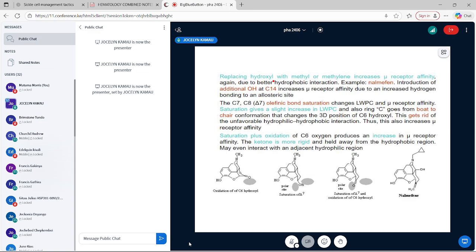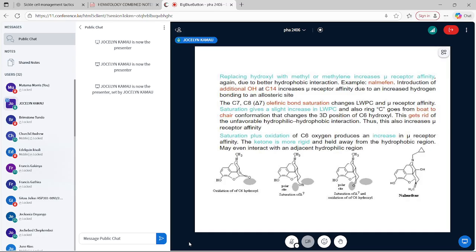Then we looked at position number 6. We said it is not necessary to be there for activity. You can remove it completely with an increase in analgesic activity. You can oxidize it to a ketone with increase in activity. You can also acetylate it, like in monoacetyl morphine, with increase in activity. And we discussed all this. So we'll continue with the same.